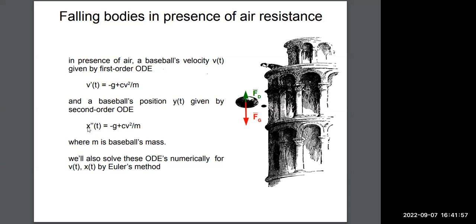And then here's the second order differential equation for the position as a function of time. Again, we've extended it. Here's the free fall acceleration of gravity. And then this second term here is the deceleration resulting from this quadratic drag force. And so we'll solve both of these with basically the same code that we used to solve the free fall cases.